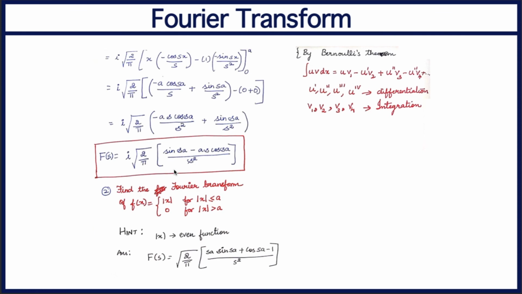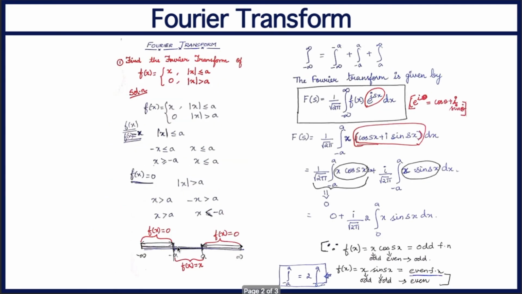So you can try a sum also, that is, find the Fourier transform of f of x equal to modulus of x when modulus of x is less than or equal to a, and 0 for modulus of x greater than a. I'll give you a hint: modulus of x is an even function. Do remember that, because it's just the same as what we do in the first problem, but here modulus of x is an even function. So you have to be very careful while applying the Fourier transform.